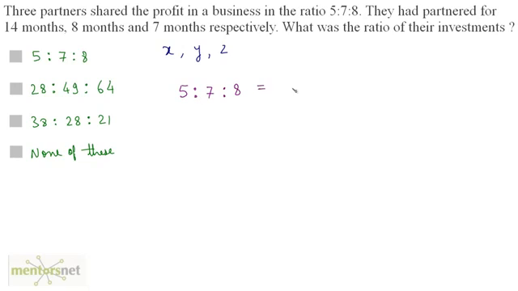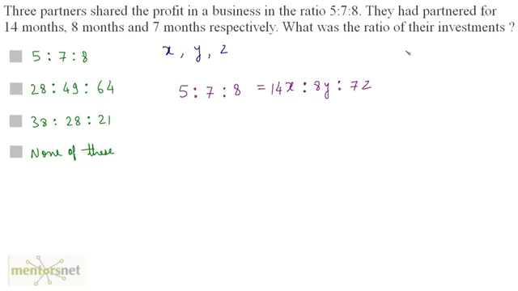5:7:8 is equal to, the formula is the amount invested by the first person, which is X, times its time period, which is 14 months, so 14x. Similarly, for the next person who invests Y rupees for 8 months, we have 8y, is to, similarly for Z we have 7z.